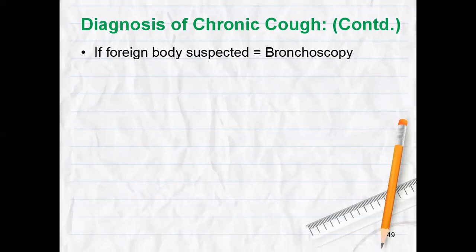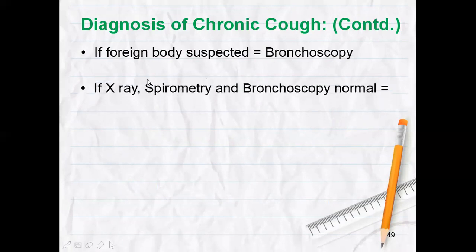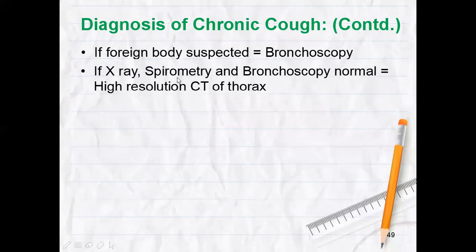Usually, a respiratory physician, who is usually a super specialist, does flexible bronchoscopy. However, rigid bronchoscopy can also be performed, and it is usually done when a foreign body is suspected. So, if after X-ray, spirometry, and bronchoscopy the results are still non-conclusive, everything is normal, and there is no suggestive cause, then we do high-resolution CT of thorax.